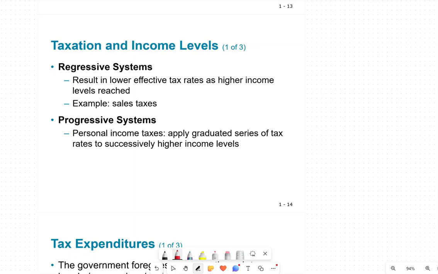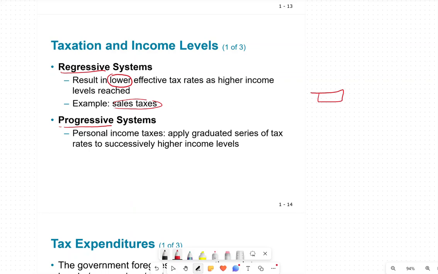Now there are two types of systems when we talk about taxation in Canada. One is regressive, the other one is progressive. Regressive results in a lower effective tax rate as high income goes up. Once you reach the higher bracket, it doesn't matter how much more money you make, you're going to be in the same tax bracket. The example of that is a sales tax.